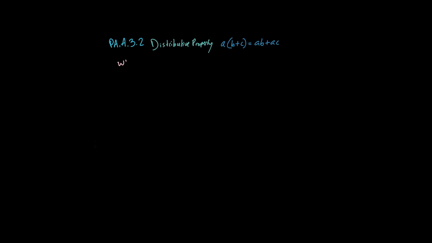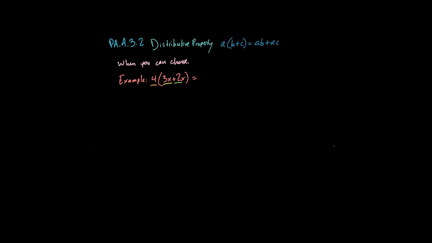Okay, we're going to look at PAA 3.2. It's going to be in two parts. The first one we're going to look at is the distributive property. There's times where you can pick if you have to use it. We're going to go with those first. So you don't always have to use the distributive property, but if you do, this is how you use it.